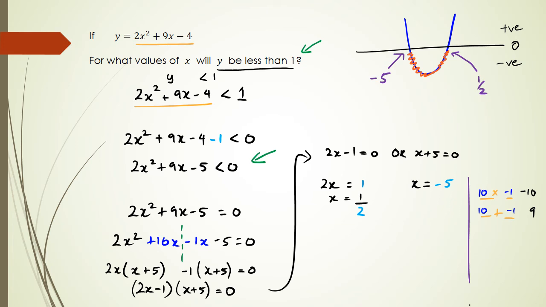But in this question, it's asking for what values of x will y be less than 1. So in this case, the interval you're looking at is between negative 5 and positive a half. We don't put less than or equal to, because here it's only asking for less than 1. And so this is your final answer for this question.